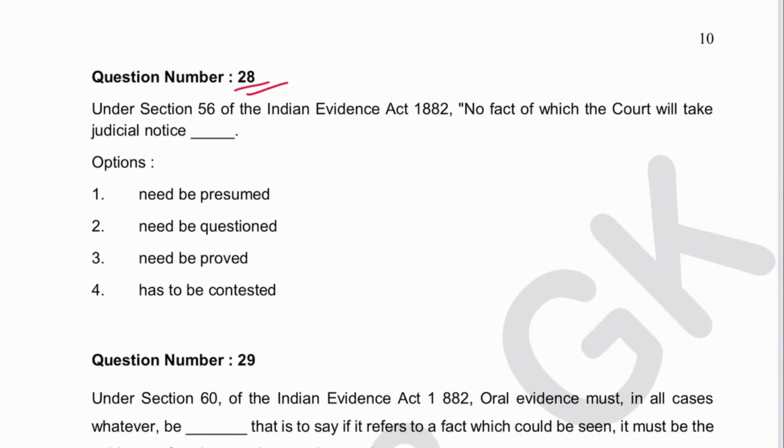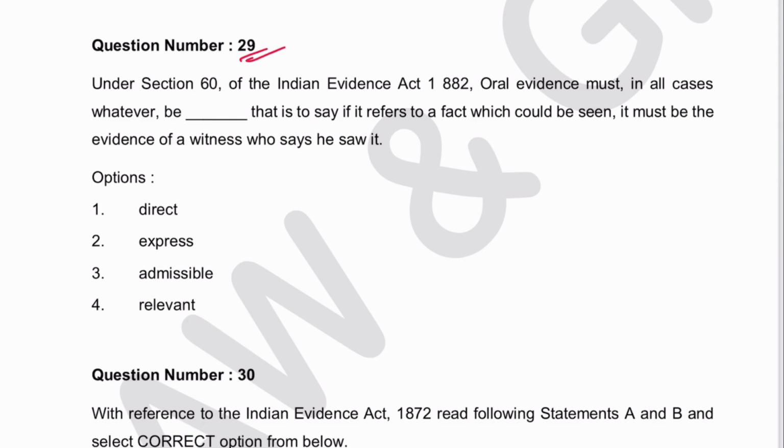Next, 28. Under section 56 of the Indian Evidence Act, no fact of which the court will take judicial notice needs to be proved. So 3 is the answer. Now the section has become 51 in Bharatiya Sakshya Adhiniyam.